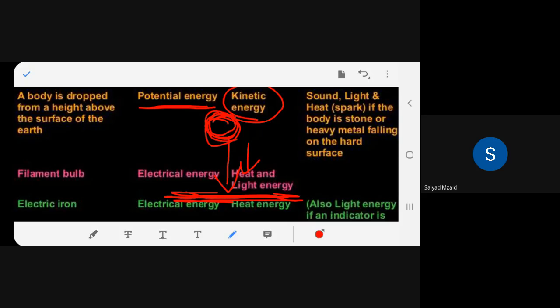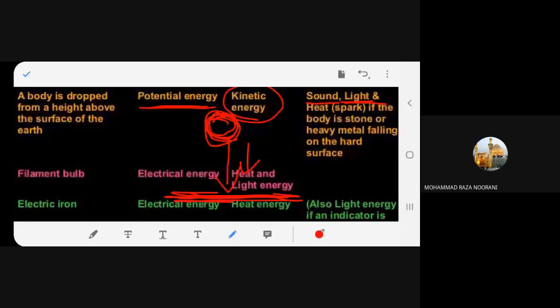If it is a heavy object, if it's a metallic object, if it's a stone, it comes and drops with a bang, with a noise. So, which is that energy, the third one? It could be sound, agree? If it is metallic, it can give out a spark. If it is light, you agree or not?